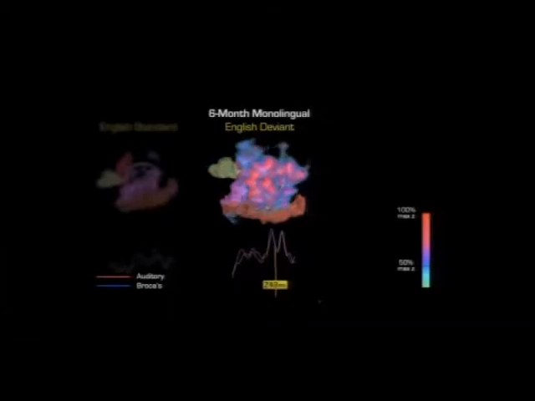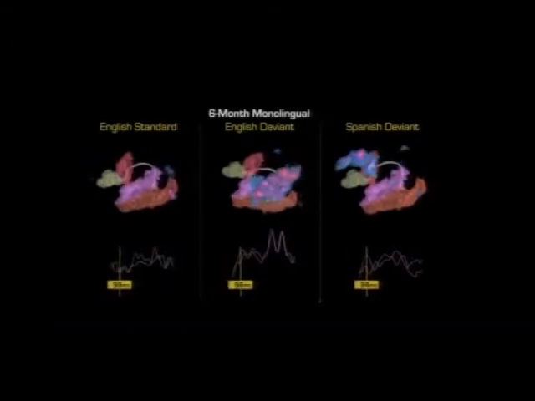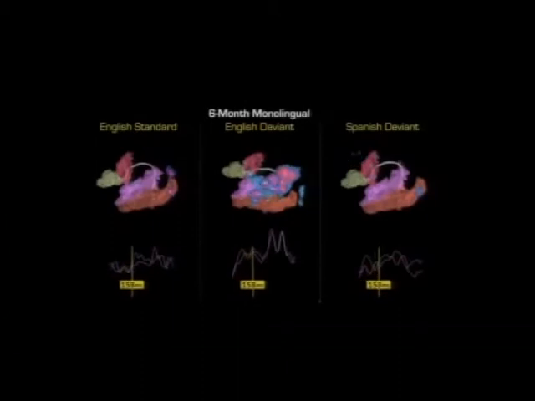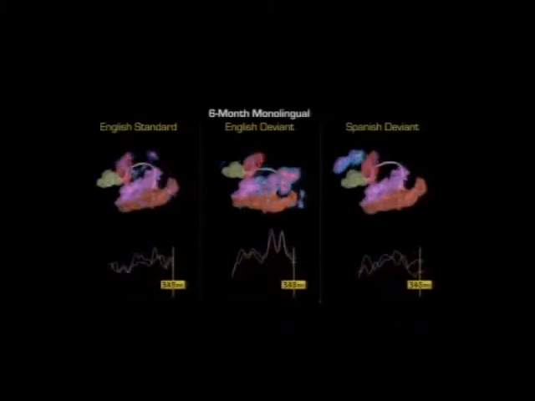Synchronized activity, a lot of it, for the English deviant sound. And then you see the Spanish deviant, early reaction in Broca's to that signal. And then again, high levels of activity in both areas. And here we focus just a bit on a place where you can see the Broca's area activity to the 2 deviants. Okay, now I want to show you the 12-monther.